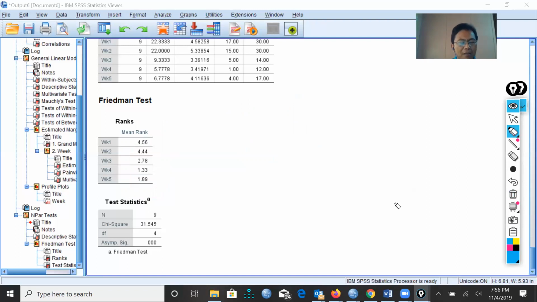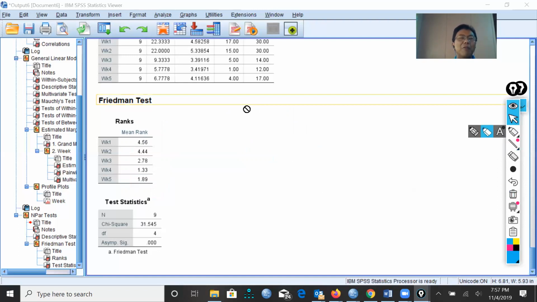If you look at some text, there is a more traditional way of doing this, and that is to do the Wilcoxon test. Okay, so many Wilcoxon tests.